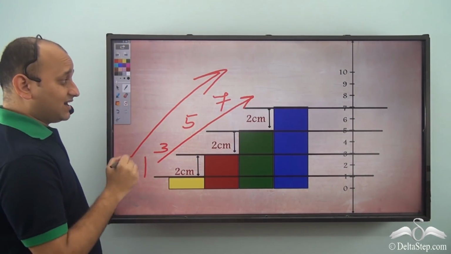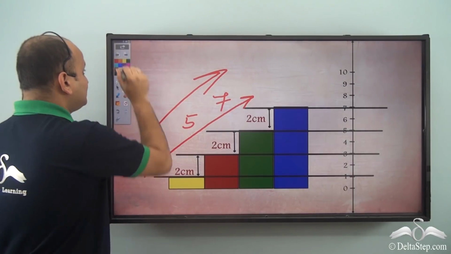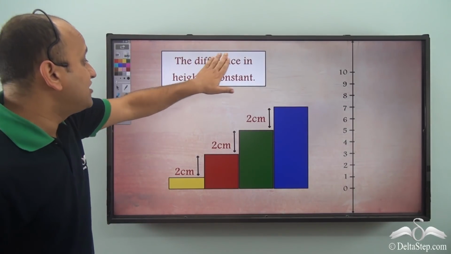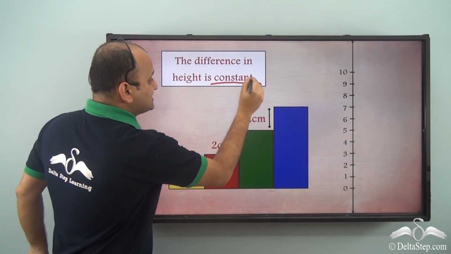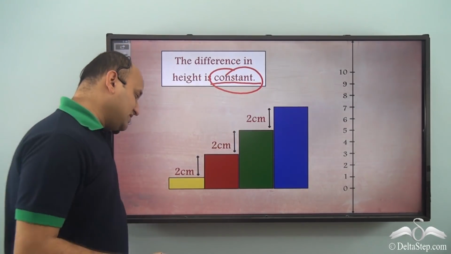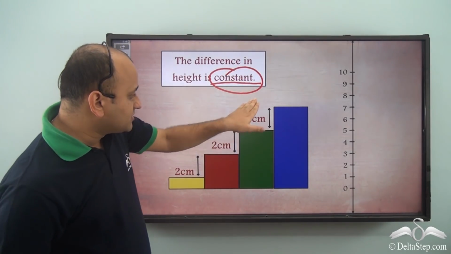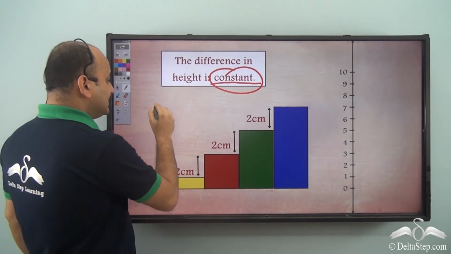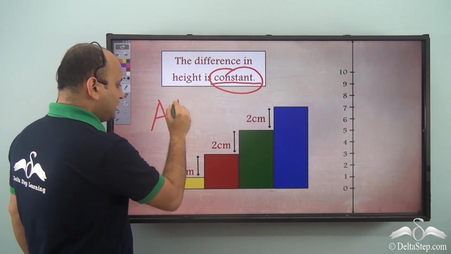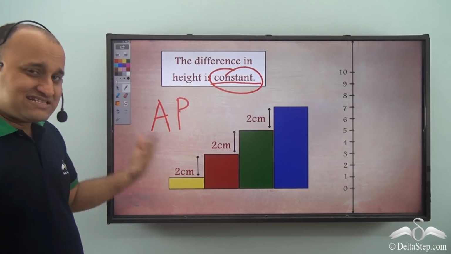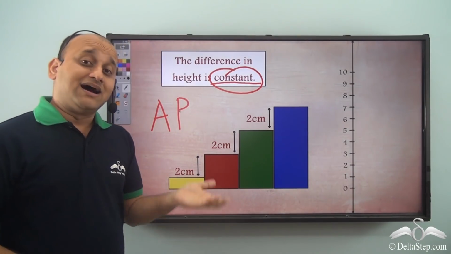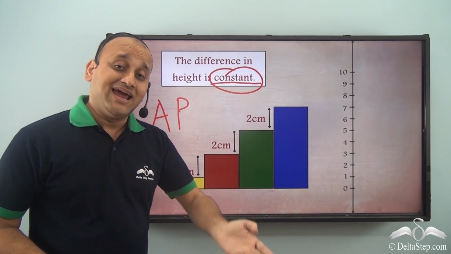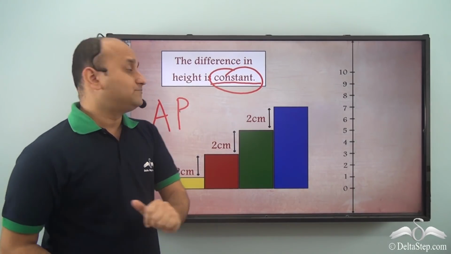So this is a clear example of AP because the difference in height is constant. So you see, the consecutive members show a constant difference, and as a result this series is in AP. So this is how you can differentiate between a series which is in AP and which is not in AP.